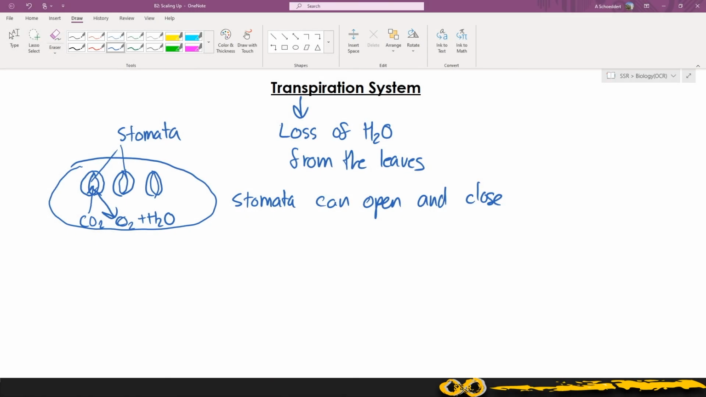Now, how do we get water to actually move through the xylem? Well, there are two parts to it. While we're at the leaf, what's going to happen here is the evaporation of water. And that is going to essentially pull the water up from the roots.